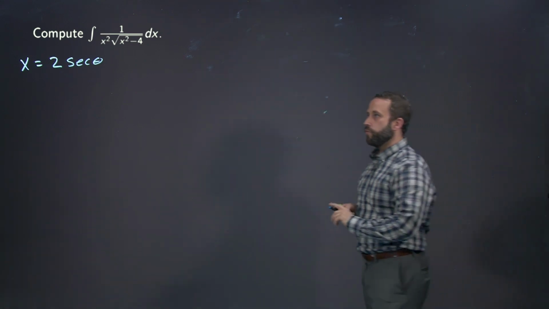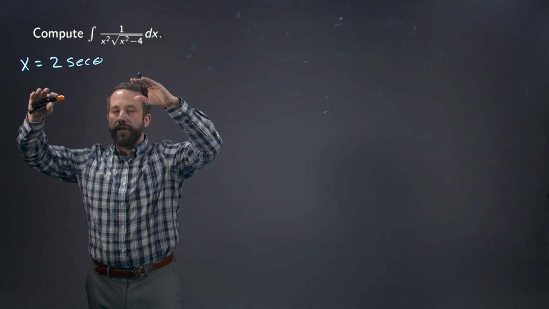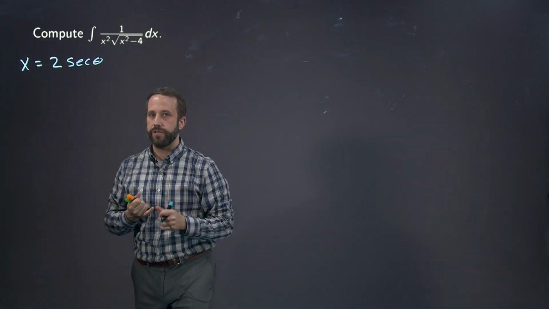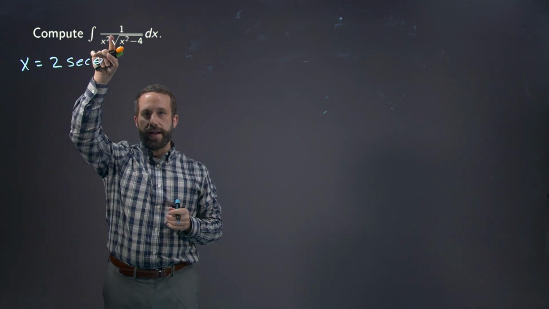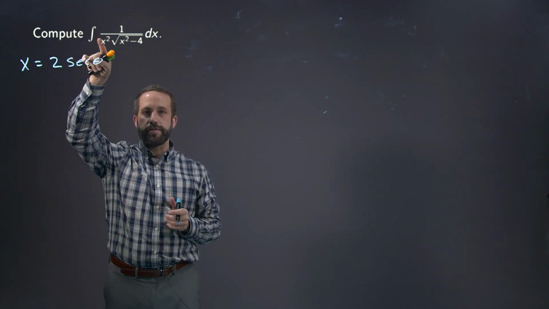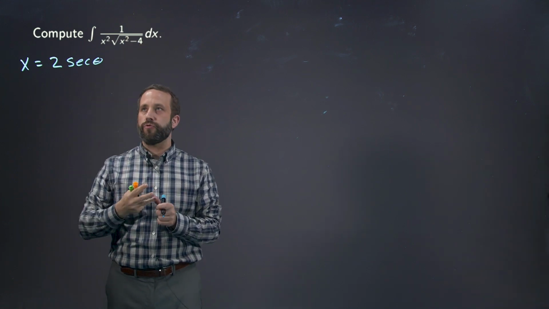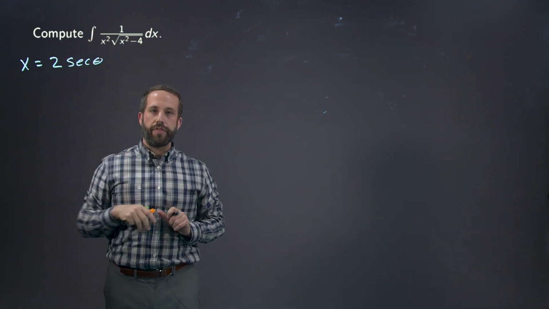So when we're using a trig sub or any sort of substitution to change the integral, there's typically 3 things that we have to do. 1, we have to change the integrand. In other words, the 1 over x squared times the square root of x squared minus 4. 2, we have to change the dx. And 3, we have to change the bounds on the integral.